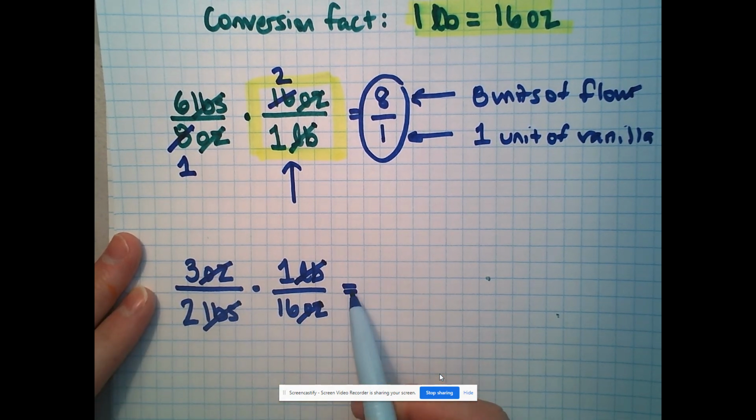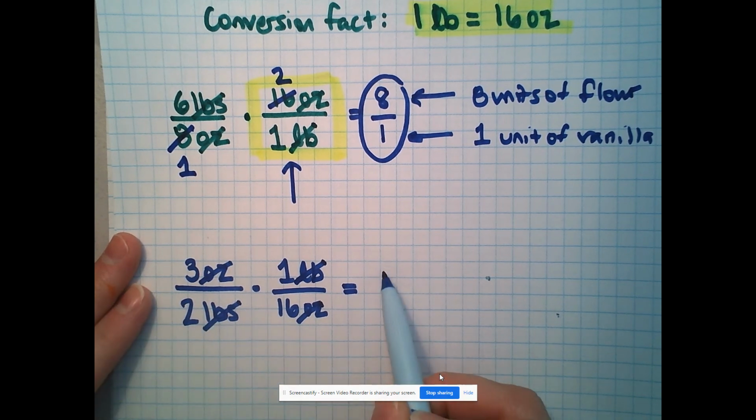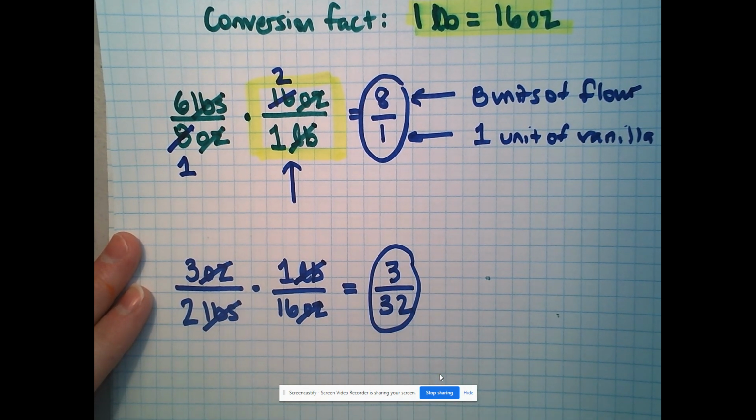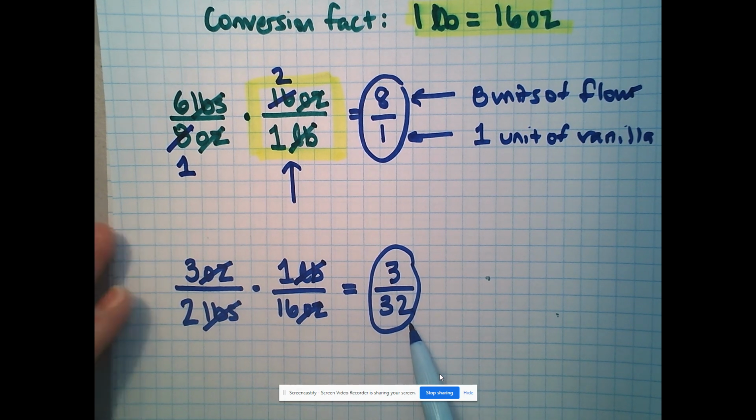Now I would say 3 and 16. Nope, I can't simplify. 3 and 2, nope. So 3 times 1 is 3. 2 times 16 is 32. And that would be my answer, 3 over 32. For every 3 units of garlic powder, I need 32 units of the chicken.